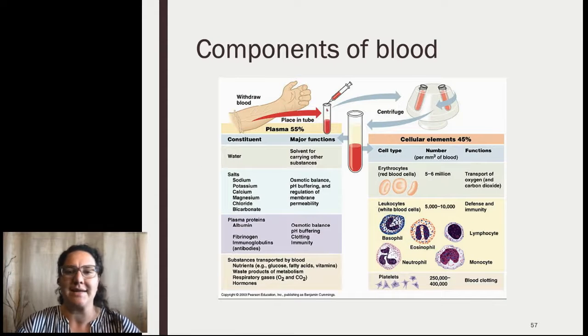So when we look at plasma, if you take a blood donation, put it into a tube and spin it in a centrifuge, you'll be able to separate the parts based on weight. Plasma typically is this yellow, clear substance, and then the red blood cells are the rest. You can't typically see the white blood cell components. So plasma is about 55% of our blood volume. The cellular elements, the red and white blood cells and platelets, are about 45%.